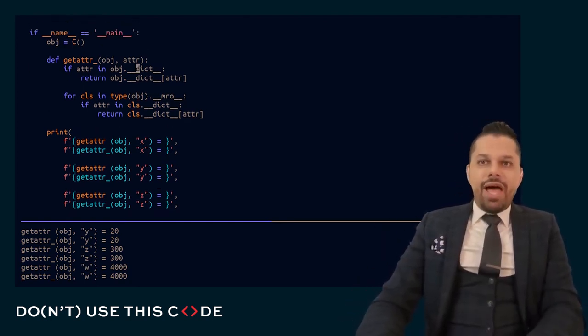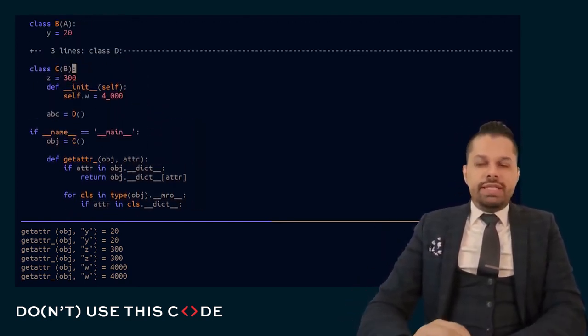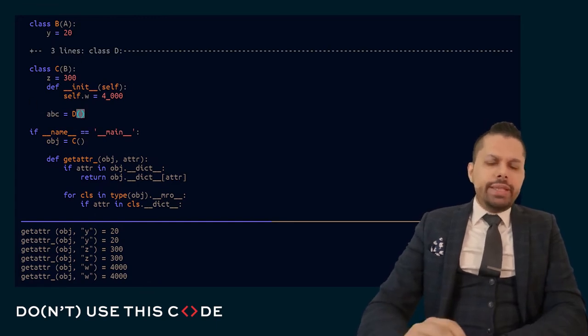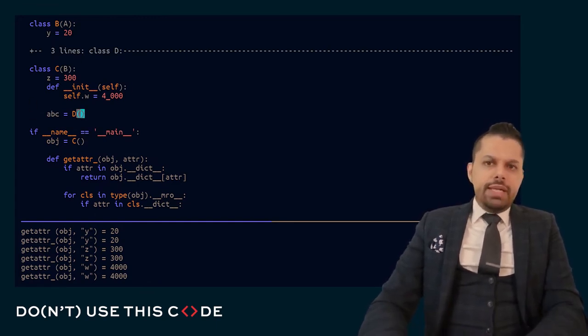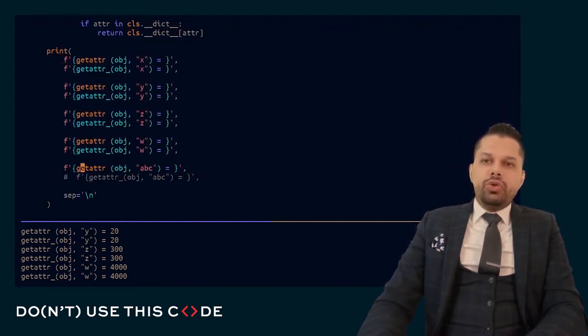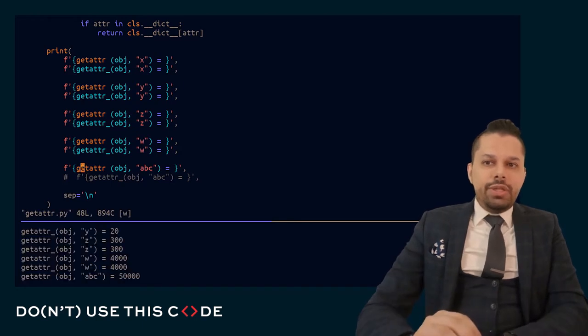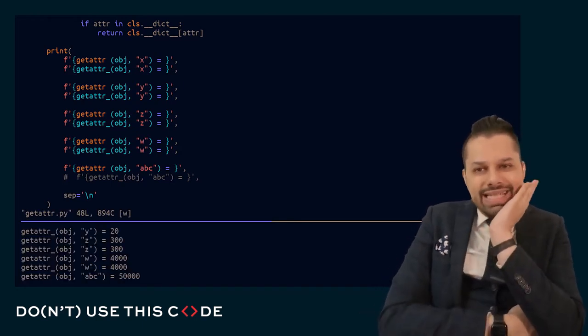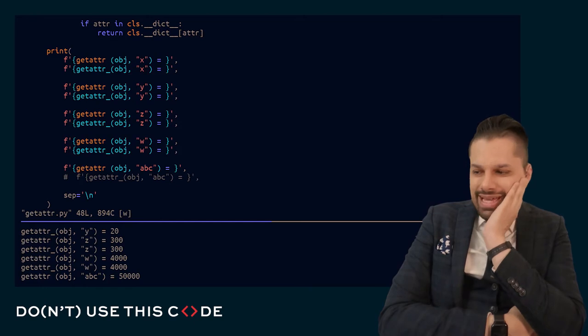But I have added one more thing to this example. I've created an object here called D, and I've assigned it to an attribute called ABC. And if you take a look at what happens when you look up this ABC attribute, you get something kind of interesting. You didn't get that D object back out. You got a number. How did that work?